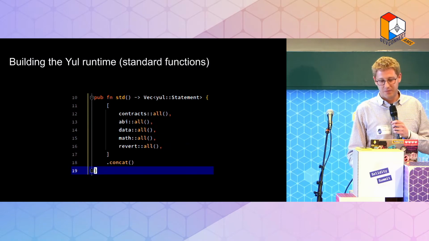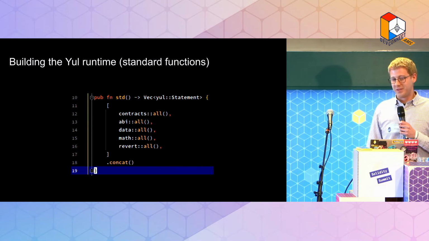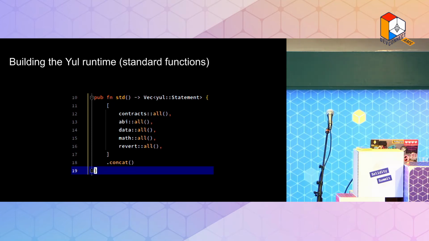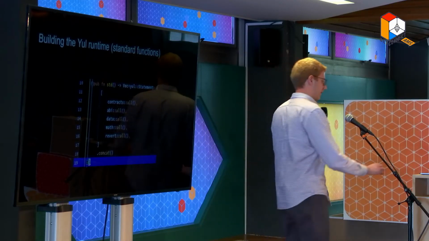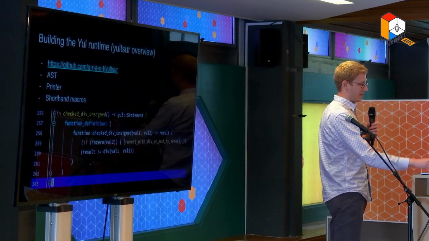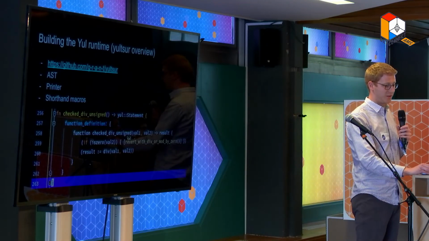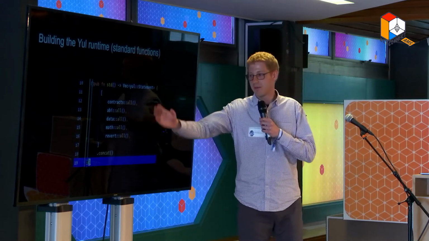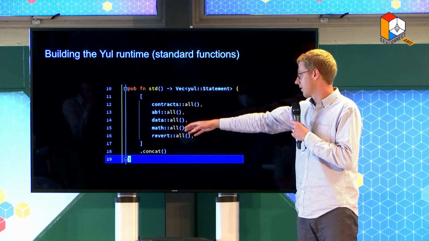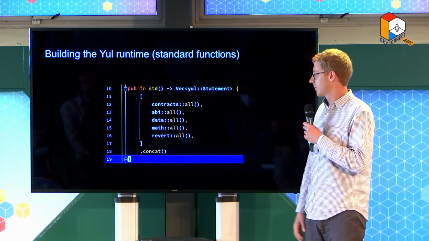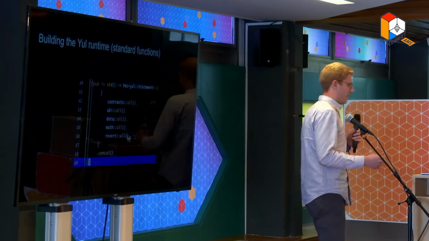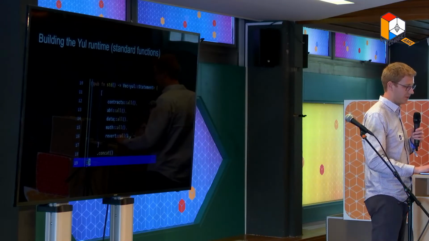Yeah, okay, so right here, just demonstrating how we build up the standard runtime functions. We just grab things like this function right here. This is a math function that we just add by default. And then we have the same thing with data, some ABI functions, revert stuff, and some contract stuff too. We just put it all together, and then we return it in the standard set of runtime functions.